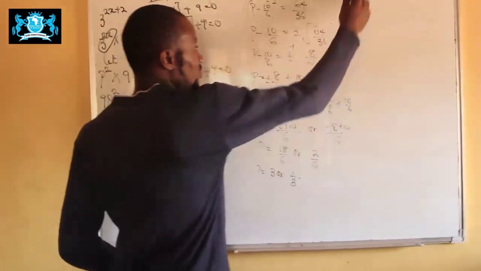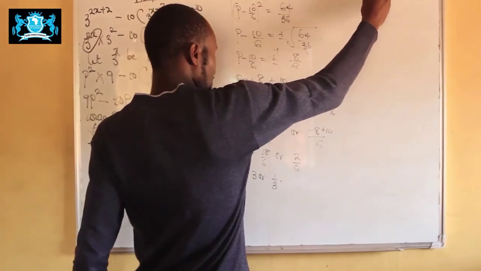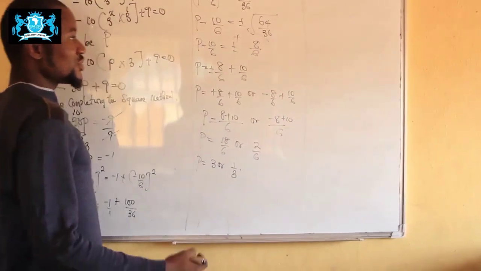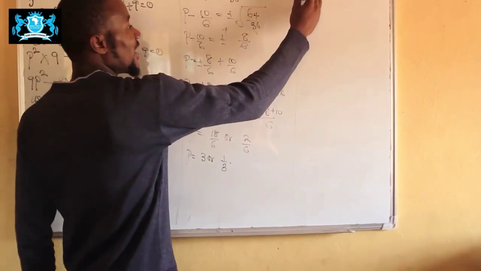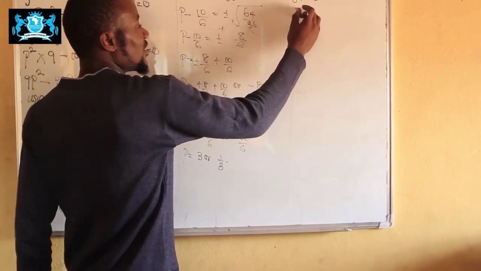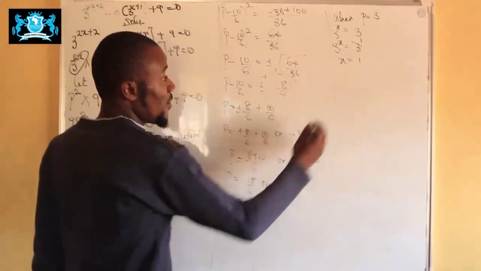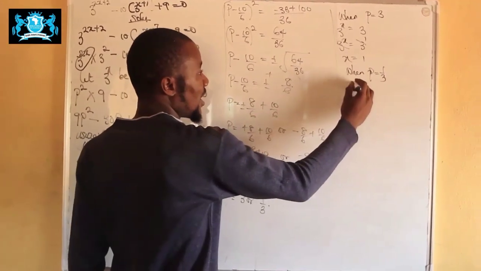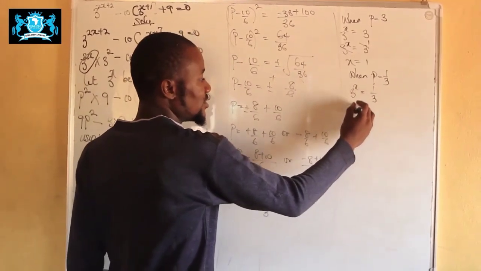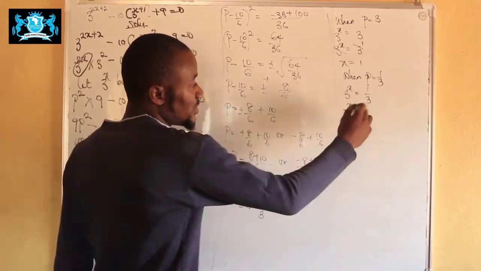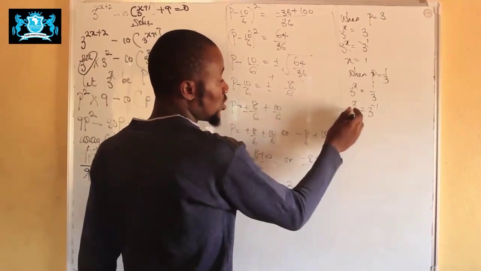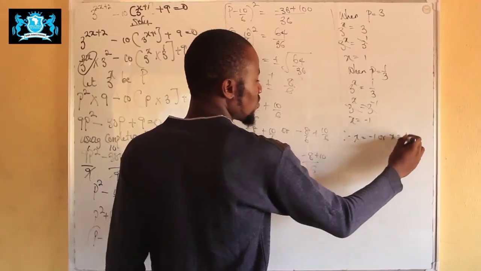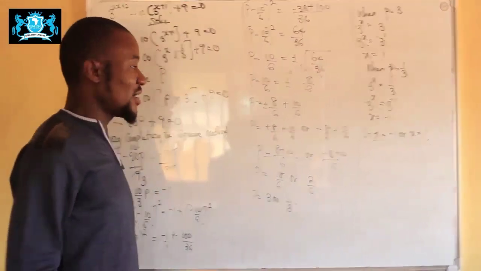Now remember you said let 3 raised to the power x be p. So for the final answer, when p is equal to 3, you have 3 raised to the power x is equal to 3. So what will you raise 3 to, to give you 3? It is 1. So you have 3 raised to the power x is equal to 3 raised to the power 1. Cancel out and x is equal to 1. When p is equal to 1 over 3, you have 3 raised to the power x is equal to 1 over 3, and by the negative power law, this is 3 raised to the power minus 1. So cancel out and x is equal to minus 1. Therefore x is equal to minus 1 or x is equal to 1, and this is the final answer.